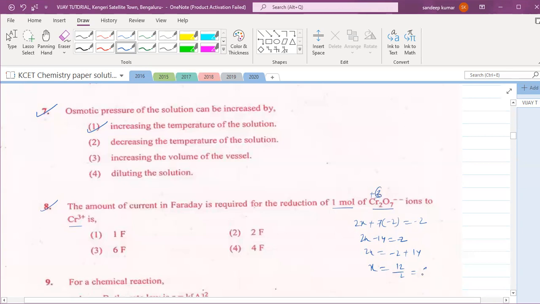The oxidation state of chromium is 6, going to plus 3. For one atom it is 6 to 3, so for 2 atoms. For one atom there is a change in oxidation number of plus 6 to plus 3, so there is a change of 3 electrons. So 3 Faraday is required for 1 atom, and for 2 atoms, 2 into 3 Faraday, that is 6 Faraday. So the third option is correct.